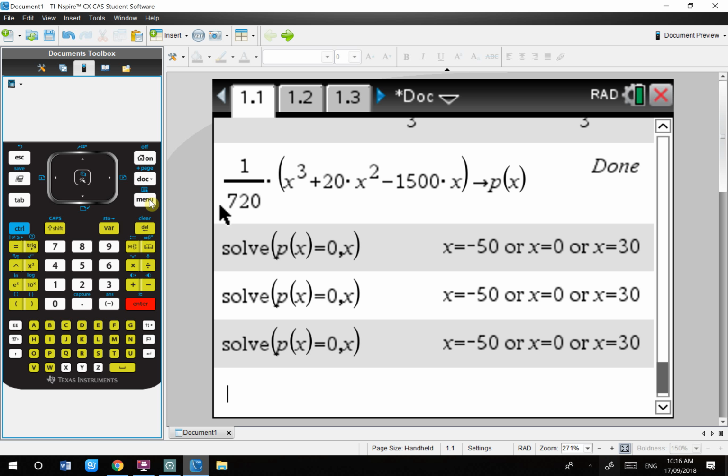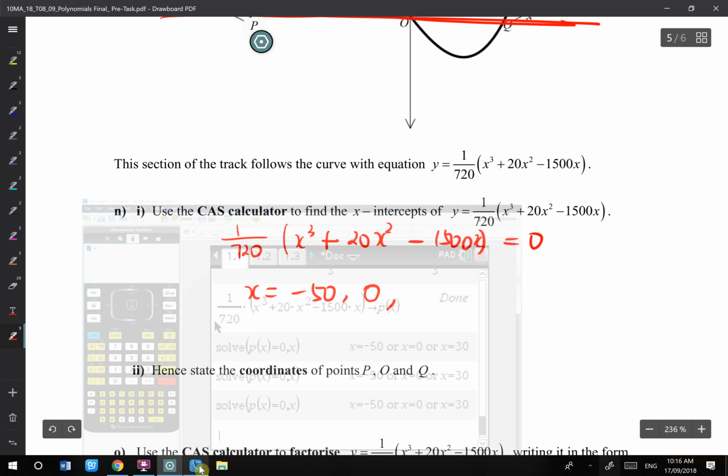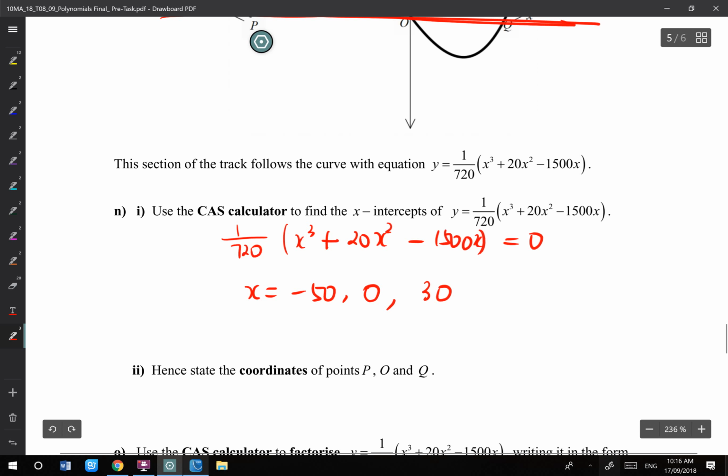But this question is not asking for coordinates, it's just asking for x-intercepts. So I can just answer like that. What I need to do is solve that equals to 0. I have x equals to 0. Okay, what's my calculator saying? I have minus 50, comma 0, comma 30. Okay, that's my x-intercept. My x-intercepts are minus 50, 0, and 30.